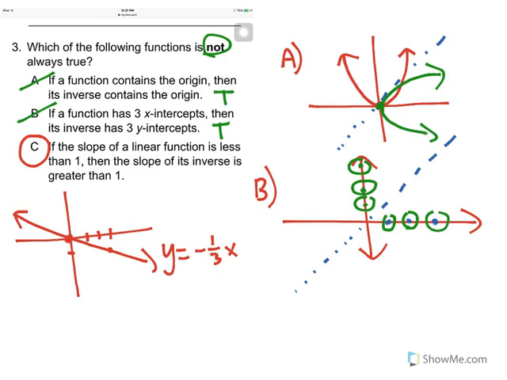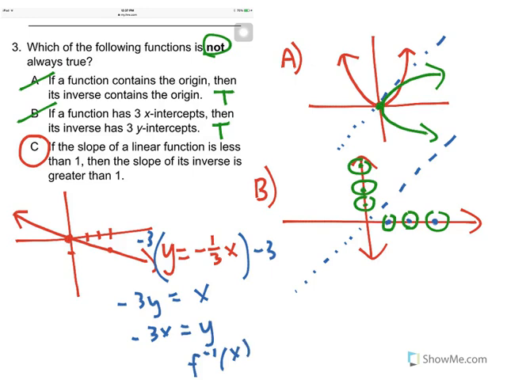Well, if I want to use algebra to find out the slope of the inverse, then I'm going to use the inverse method to find the inverse. So I'm going to solve for x in this new equation. So I would need to multiply both sides by negative 3. So I have negative 3y is equal to x. The next step is to interchange the x and y, since x is already by itself. So negative 3x is equal to y, and I'm going to make the y f inverse.